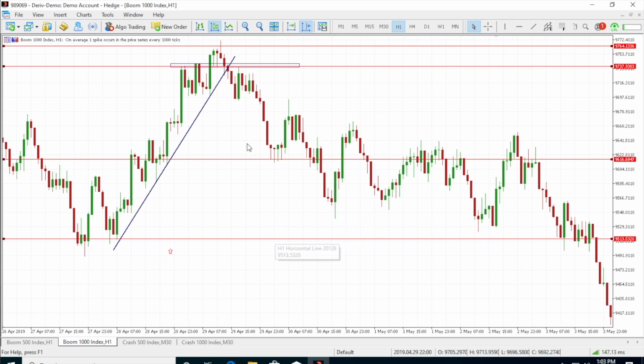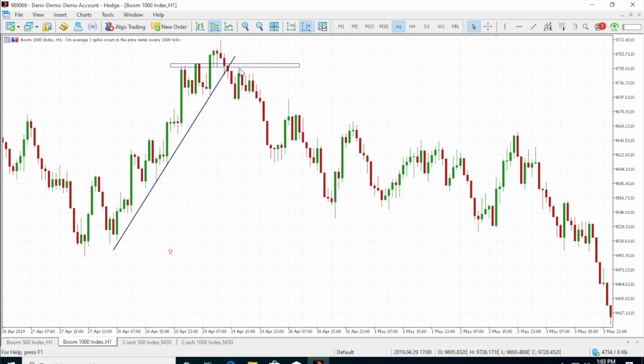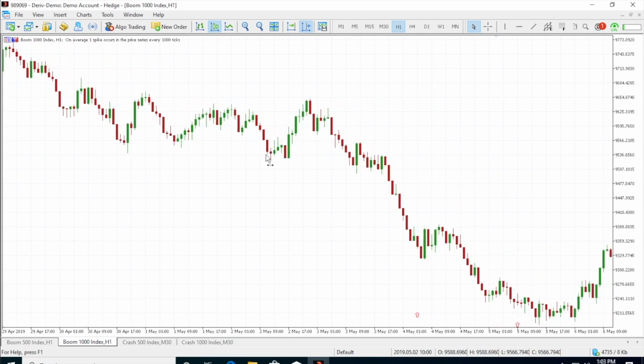So this is it. We got another win. This will be the third one. The market broke the trend line, retested, and it went down. So let's remove all these lines and move on. Let's see if we get another opportunity.